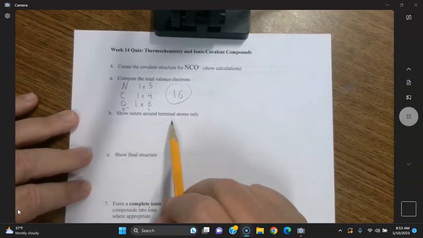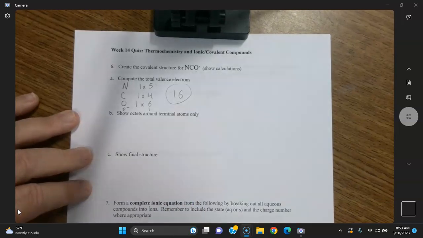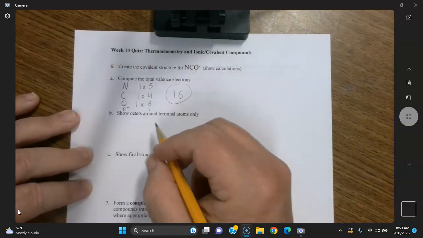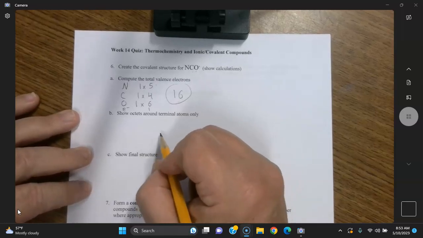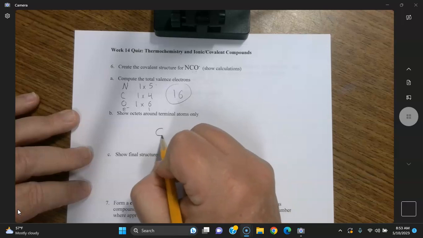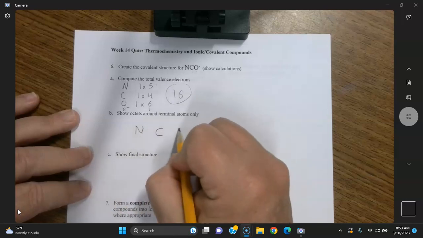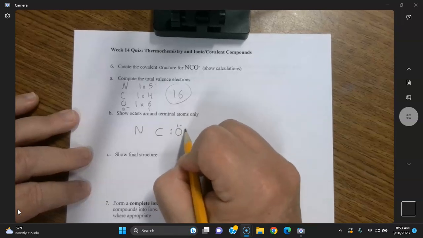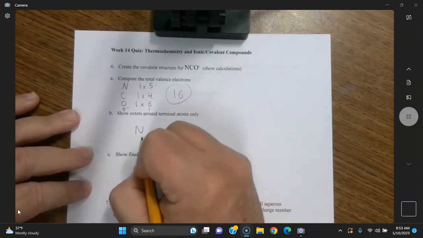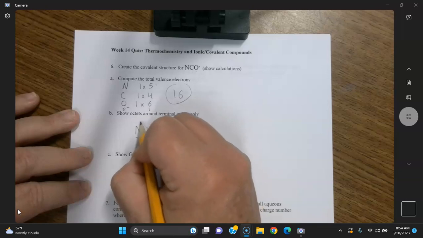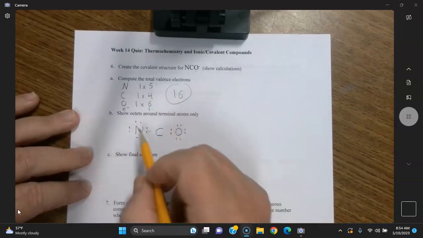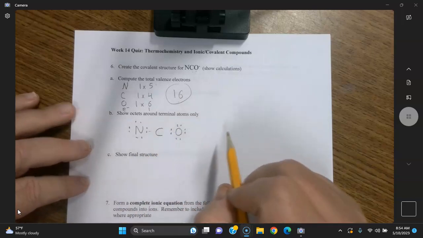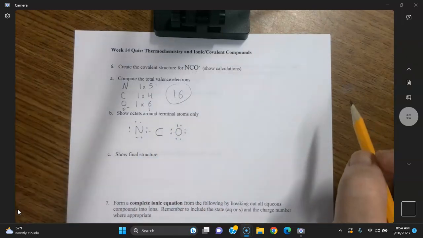Show the octets around the terminal atom. So that was one of the steps in getting to the answer. Some of you, even people who knew how to do this, were confused by this. So I went ahead and just gave everybody credit for this. So, okay, all I'm asking you to do is this. Actually, you should create single bonds between the central atom and the terminal atoms. Okay, that gives you 16 electrons. So that's a step toward getting the final answer.